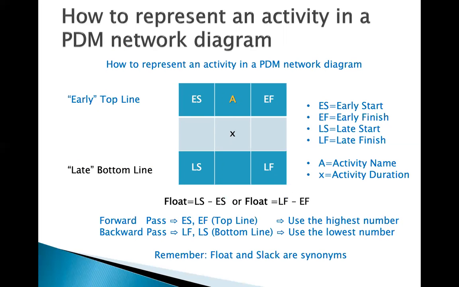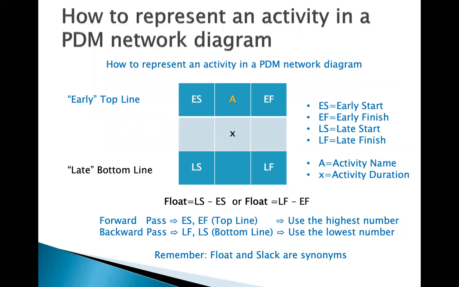ES is the early start. EF is the early finish of that activity. A is the name of the activity. X is the activity duration. LS is the late start of the activity, and LF is the late finish. Why is this important? Because we will be defining every single activity based on this chart.